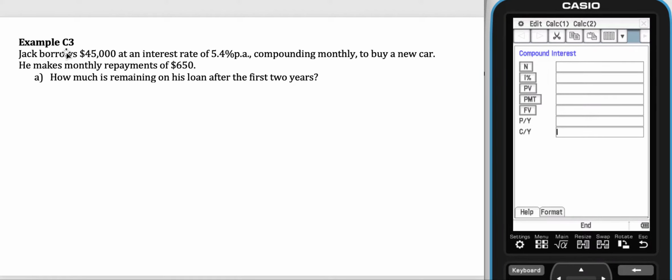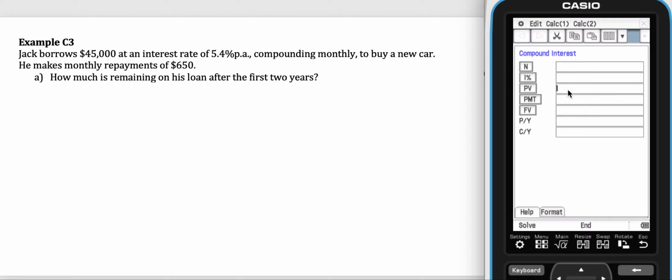All right, so example C3, Jack is borrowing $45,000 at an interest rate of 5.4% per annum, compounding monthly, to buy a new car. He makes monthly repayments of $650. And the first part of this question says how much is remaining on his loan after the first 2 years. So this is a more standard question, similar to what we've been doing. So let's put the values in.